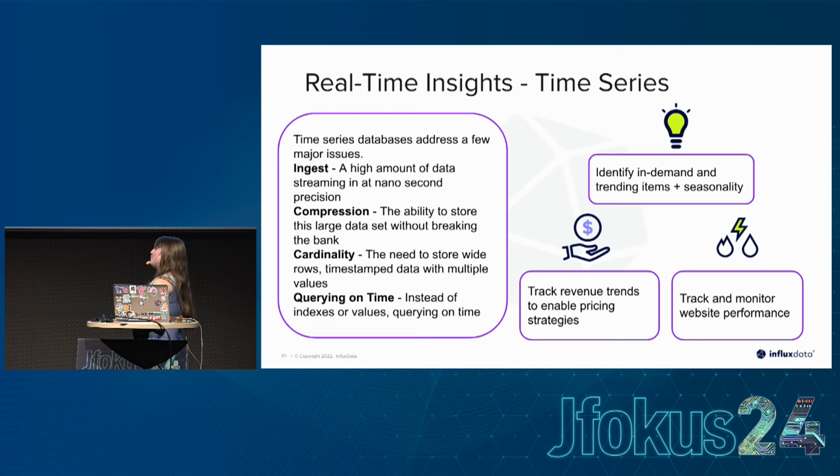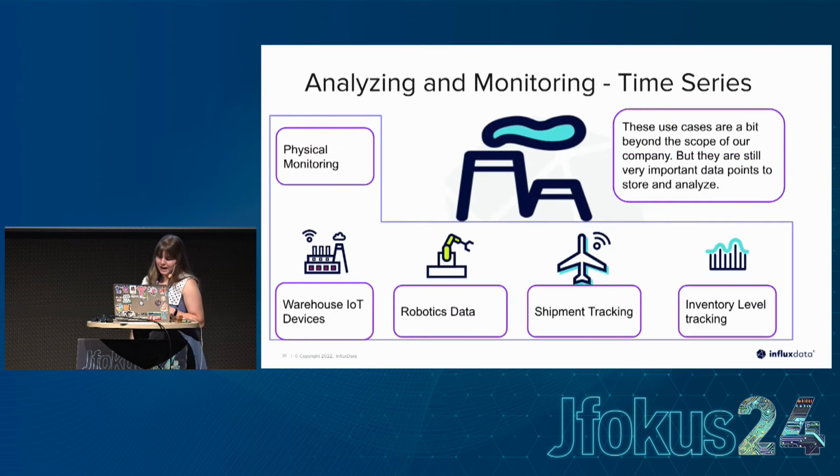And I've already mentioned that before in another database too. Multiple DBs can do this. They can be used for tracking revenue trends to enable pricing strategies and to track and monitor website performance. Another thing that I like to talk about is that these use cases are, again, beyond the scope of our Nordic Treasures company, but they're still relevant, which is things like physical monitoring. So you've got like warehouse IoT devices. That's actually where our company tends to do the best. That's actually where a lot of our customers are. Robotics data as well, shipment tracking, and inventory level tracking.